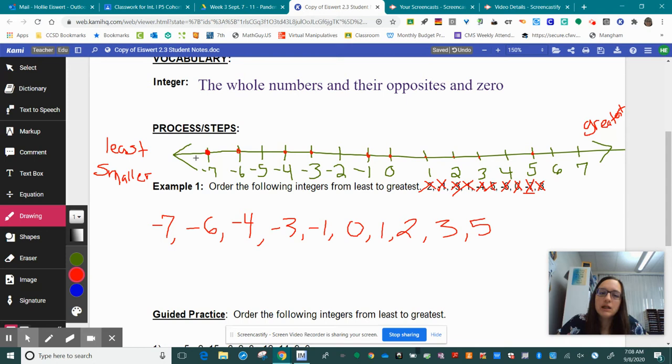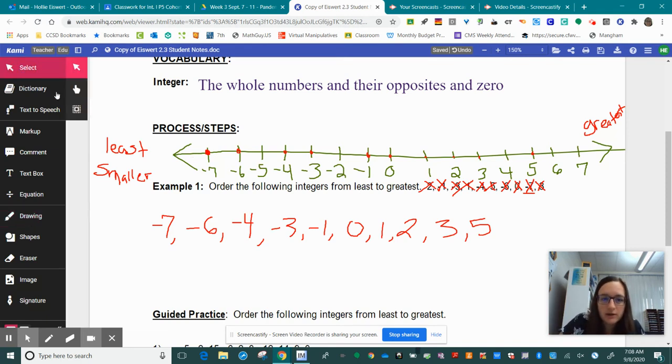So keep in mind, you don't have to draw a number line for every single problem. Draw one number line and then use it to go in order from least to greatest every time. All right, so we can still kind of use this number line for our next few problems.